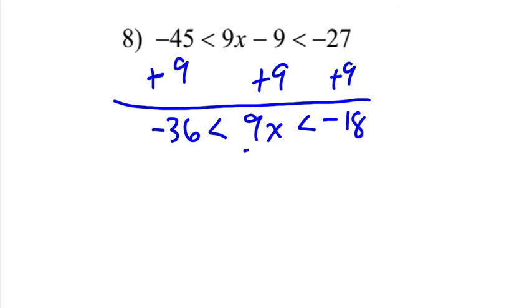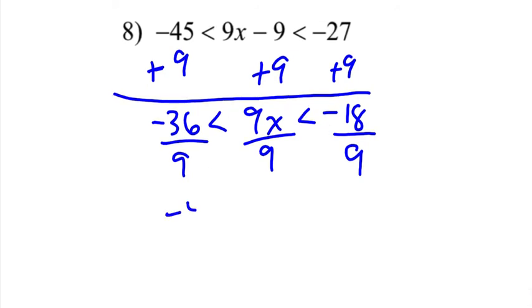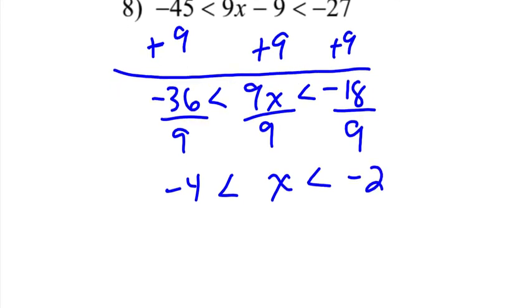Last step, divide by your number in front of the variable. And again, we're going to divide every part. So divide by 9, divide by 9. Now, because the 36 and the 18 are negative, that does not tell us to flip the signs. We only flip the signs when this number right here is negative. So negative 4 is less than 9 divided by 9 is 1, so 1x is less than negative 18 divided by 9 is negative 2.